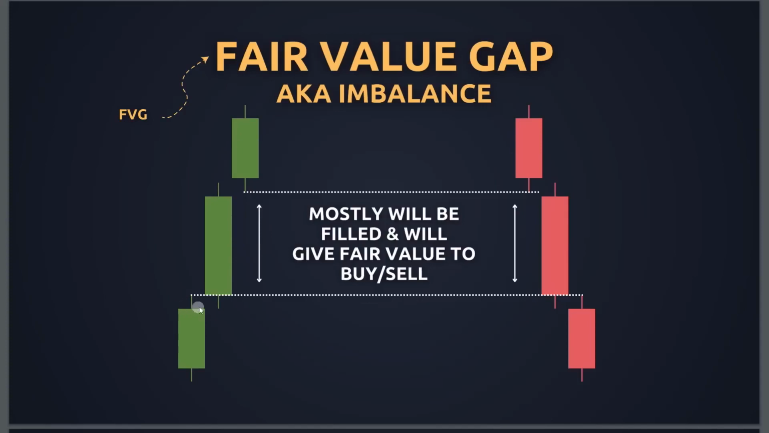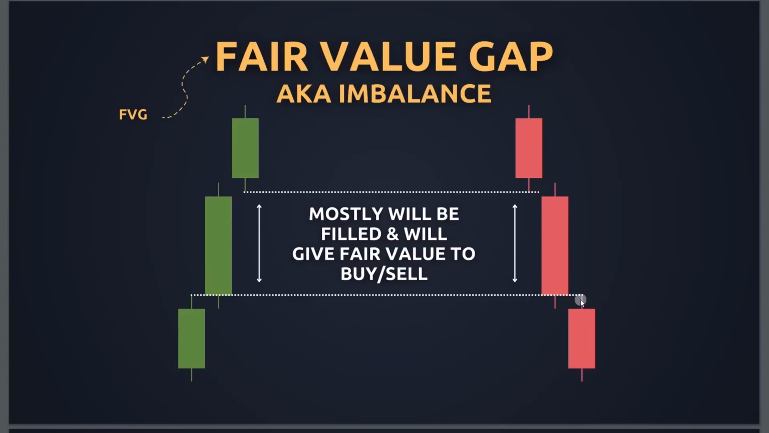When the high of the first candle does not overlap with the low of the third candle in a bullish scenario, this is a bullish fair value gap. This is a bullish fair value gap, the zone from here to here. In a bearish scenario, this is our first candle, second, third. The low of the first candle does not overlap with the high of the third candle. This zone from here to here is a bearish fair value gap or a bearish imbalance.